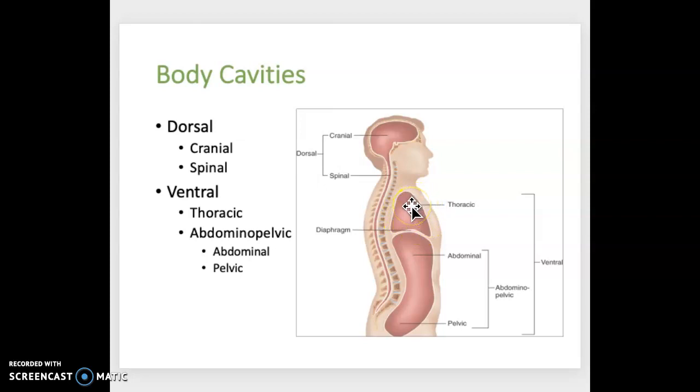The ventral cavity is here, it's a little bit larger, and it also contains two subdivisions, the thoracic cavity, so that's located above the diaphragm. It contains the lungs and the heart. And the abdominopelvic cavity, which is located below the diaphragm. And it is separated into two more subdivisions. The abdominal cavity contains a lot of the digestive organs like the stomach, the liver. And the pelvic cavity all the way down here contains the bladder and reproductive structures.